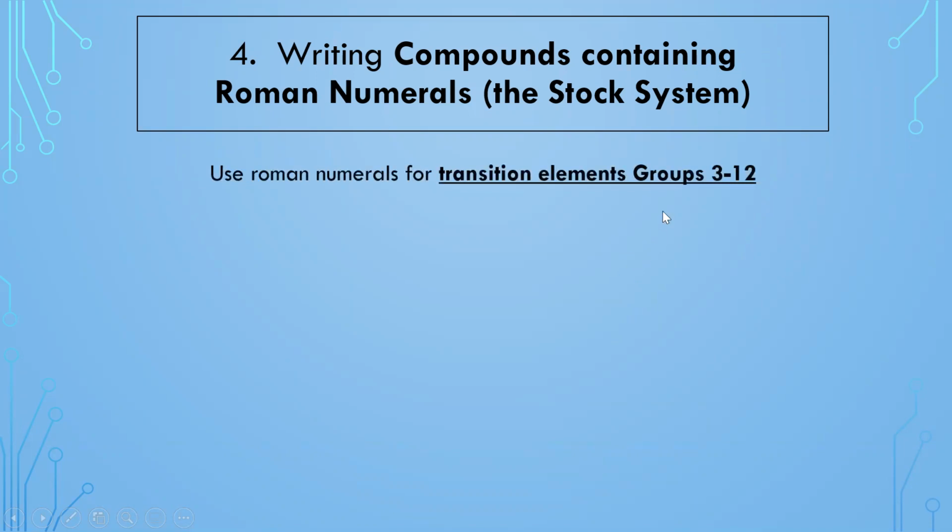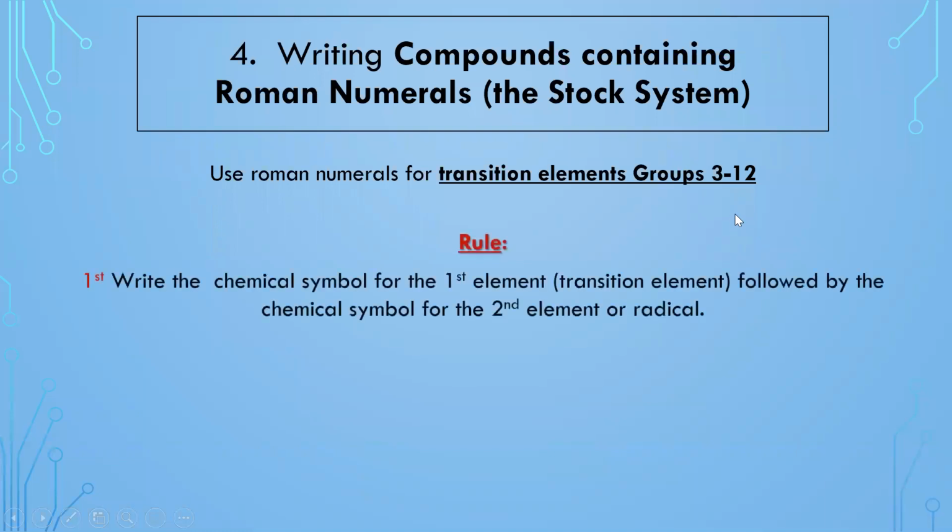So the Roman numerals are only used when the first element is a transition element. And like I said, it's going to be easier because they're going to be given to you in the name. So you're always going to have an element first, and that will be the transition element. Then you're going to have a Roman numeral, and then you'll either have another element or a radical. So you write the chemical symbol for the first element, which, as I said, is the transition element. And then you'll write the chemical symbol for the second element or the radical.